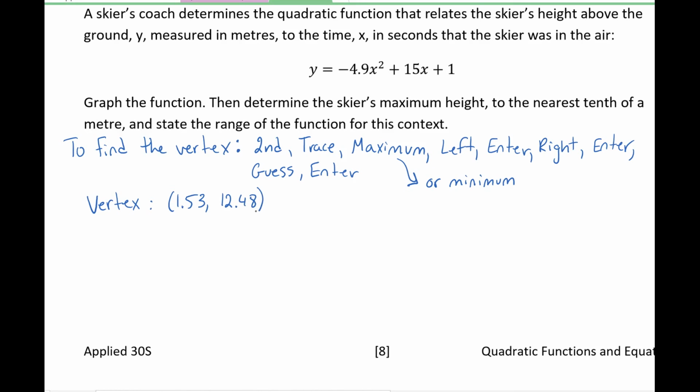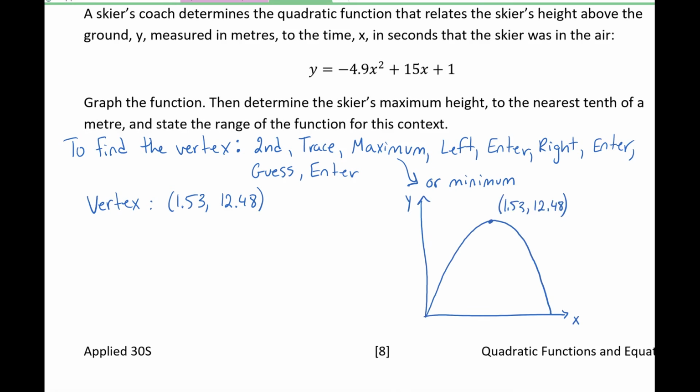Okay, let's draw our sketch. So there's my sketch. Just remember you need to at least have one point on there to give us some idea of what's going on in your graph. So I've got my vertex listed there. It's also good to put your x and y intercepts, and we can put that in a moment. Now it says our vertex is 1.53, 12.48.